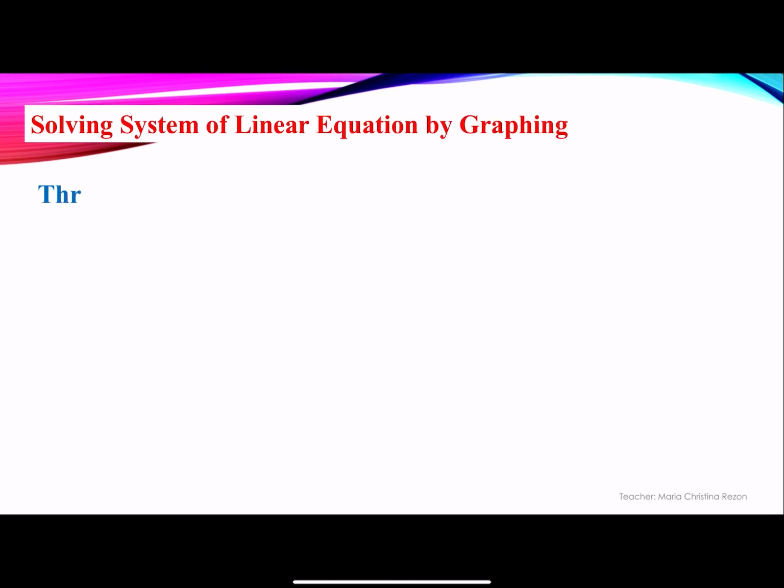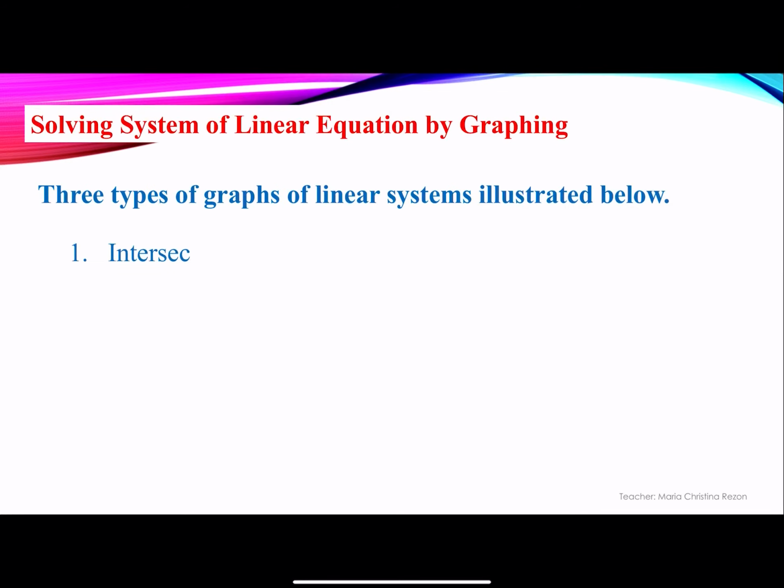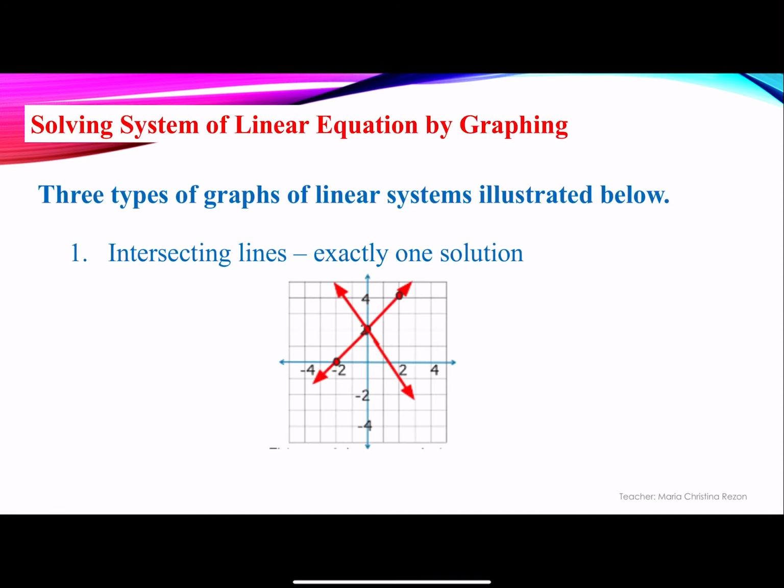So let's have the first one, intersecting lines. That means that there is exactly one solution, and the solution is the intersection of the lines. And this is consistent and independent.